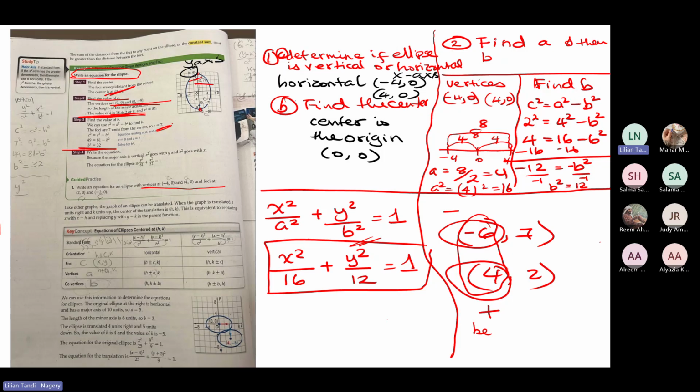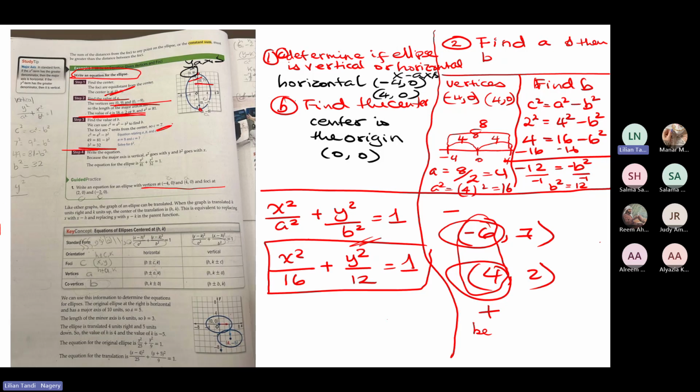Alright, let's do the covertices. What is the covertex when it is horizontal? H, comma k plus or minus b. If it is vertical, h plus or minus b, comma k. Okay, I have written my notes down.